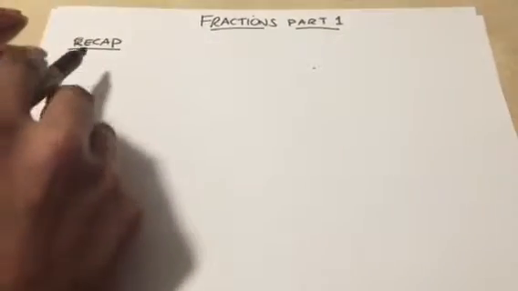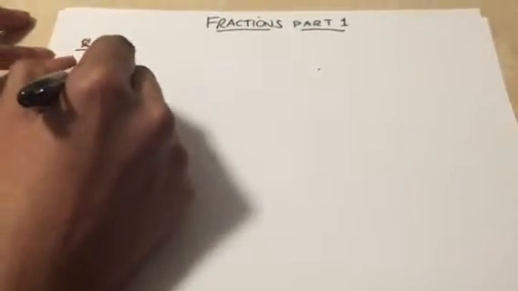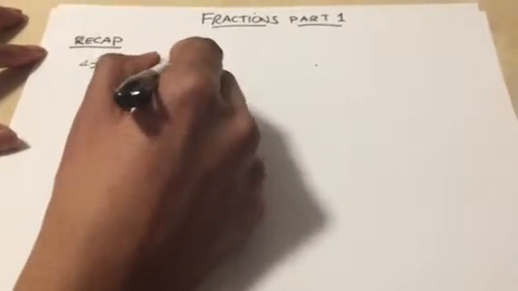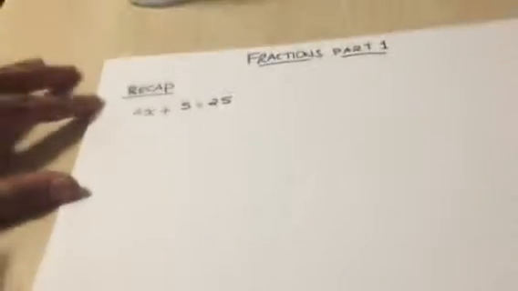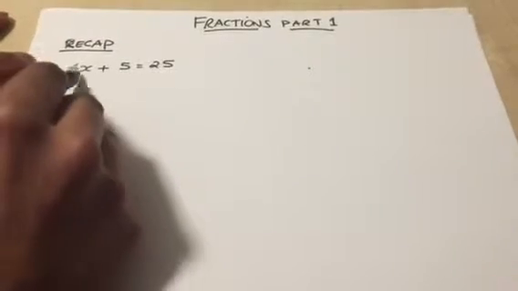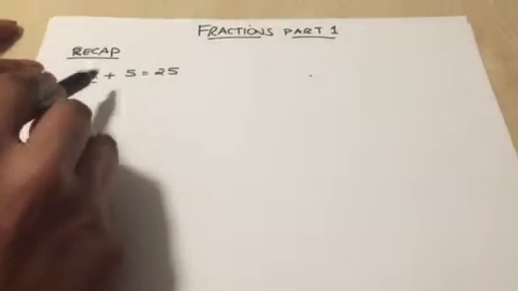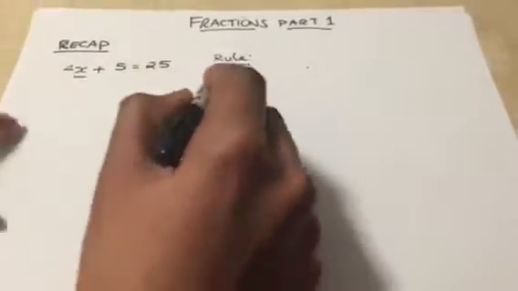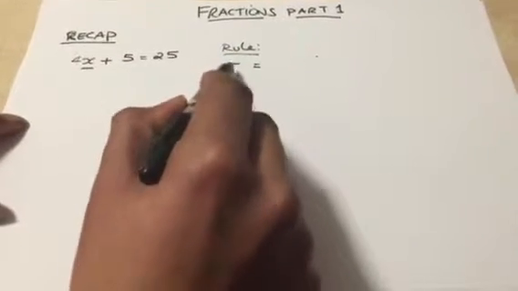Was algebra. I told you the question was 4x plus 5 was equal to 25, right? This is what I told you, and from this your aim was to solve for x. So the rule that I told you in the previous video was that if there's a negative variable on one side of the equal sign, and you take it from here to there, it becomes positive, right?